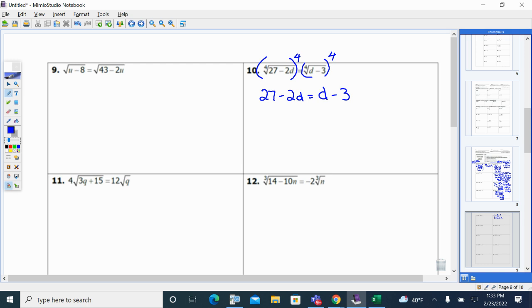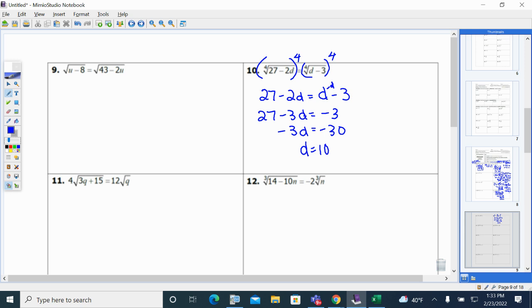I'm going to subtract the d. So I'm going to take away this d. 27, -2d minus a d would be -3d equals -3. And then I'm going to subtract the 27. -3 minus 27 be -30. And then divide by -3 and we get d equals 10.